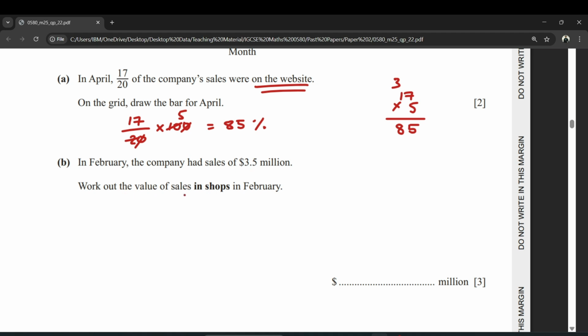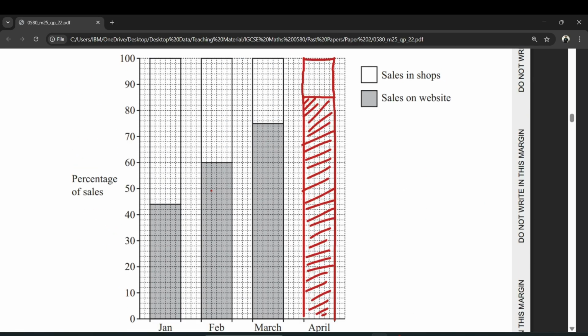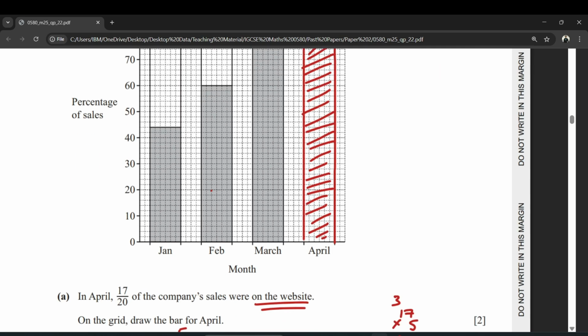Work out the value of sales in shops in February. So the company had sales of $3.5 million. Work out the value of the sales in shops. Okay, how much percentage was the sales in shops? The shops one are the white part, right? So in February, the percentage, if you can see over here, this is 60%. The 60% represents sales on website, but we are not interested in the website, we are interested in the shops. So if this is 60%, that should be 40%.